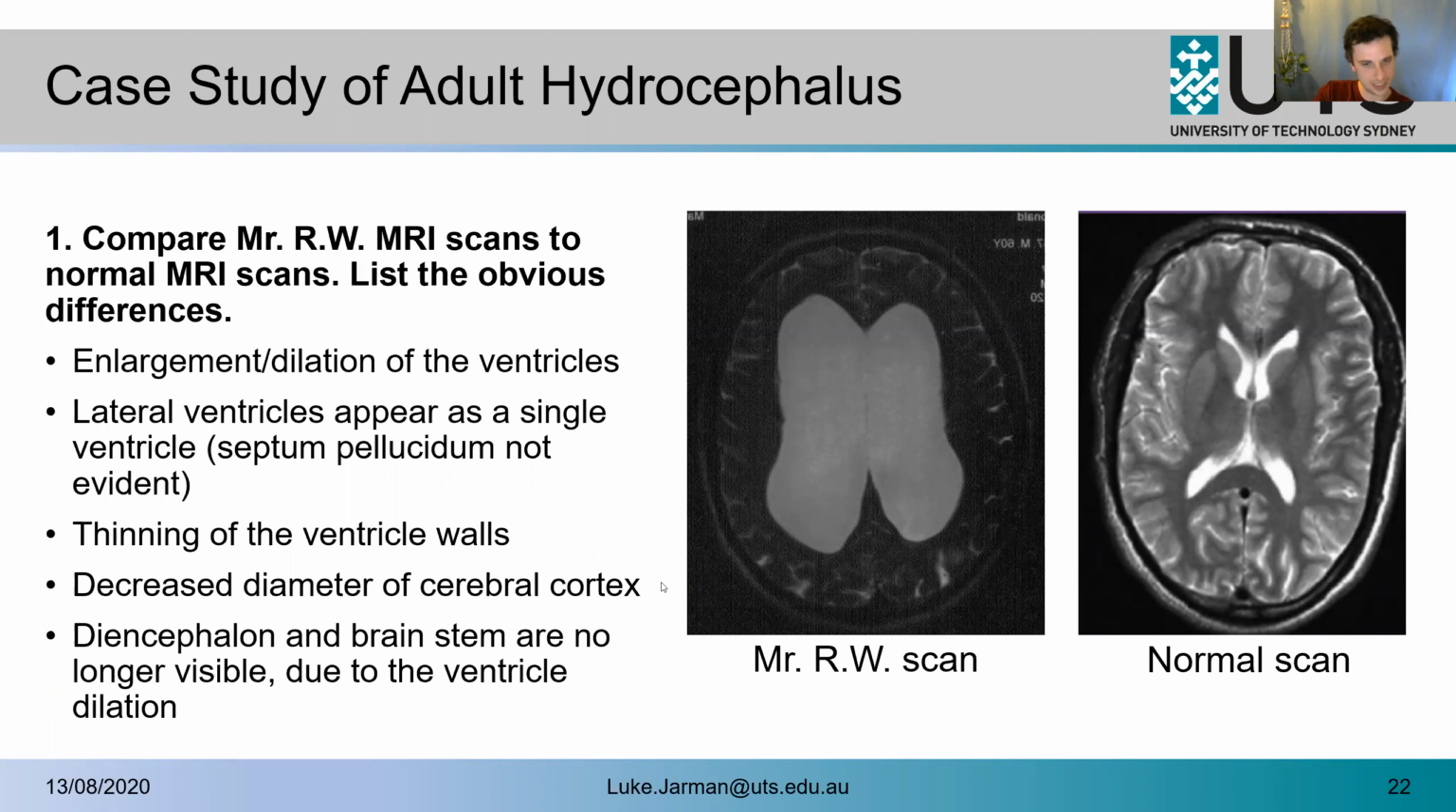Decreased diameter of the cerebral cortex, yeah. Your head is contained by a skull. It's the only region in the body where you have important structures that are fully enclosed in bone. It's not a bone cage, it's a bone box. I should have mentioned this before, but that's basically why you won't see people's heads swell up with normal pressure hydrocephalus. There is swelling occurring, but it is happening at the expense of important brain tissue. And the final dot point is that the diencephalon and the brainstem are no longer visible in the MRI due to the ventricular dilation.